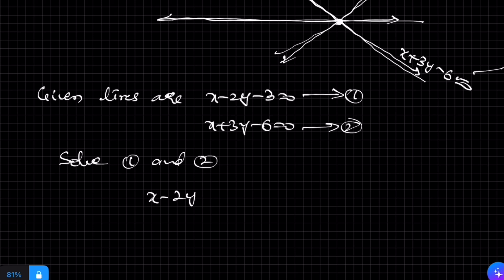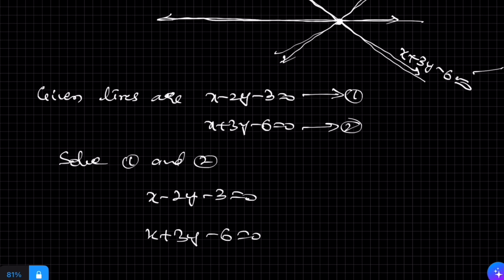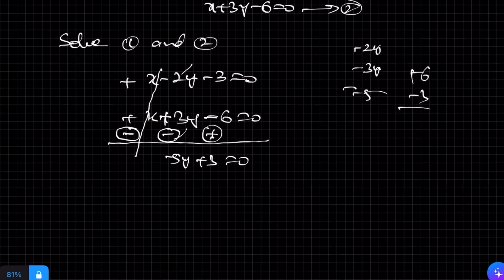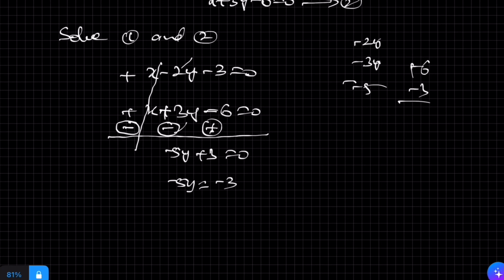So x minus 2y minus 3 equal to 0, and x plus 3y minus 6 equal to 0. I'm using the method called elimination method. Since you have plus and plus, in order to cancel the x terms, let me change the sign. Here I take minus, and here the minus is there, so I'll take plus. So x will get cancelled. Minus 2y and minus 3y is minus 5y, and plus 6 and minus 3 is plus 3 equal to 0. So minus 5y equal to minus 3. The minus will get cancelled.